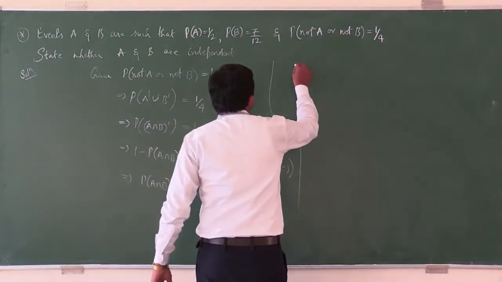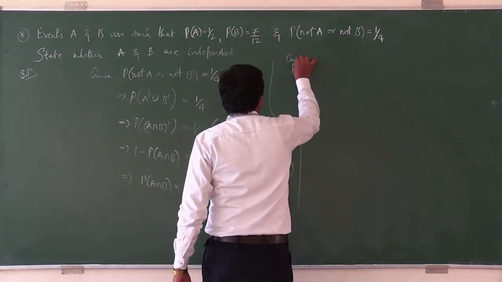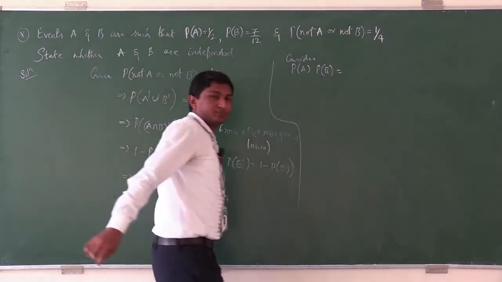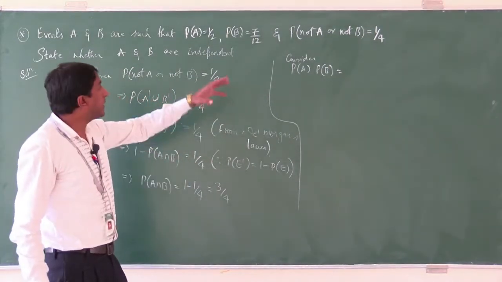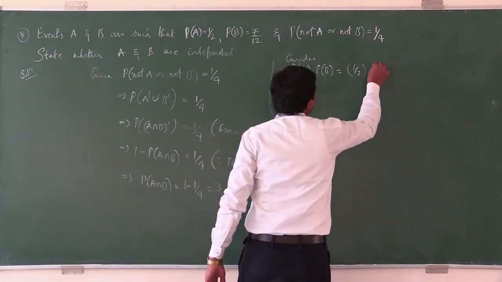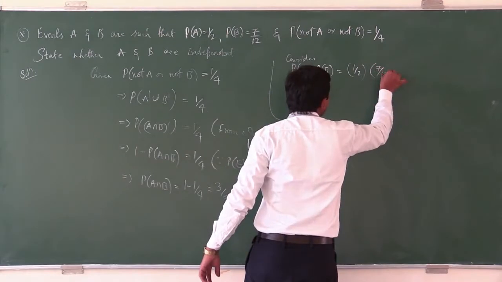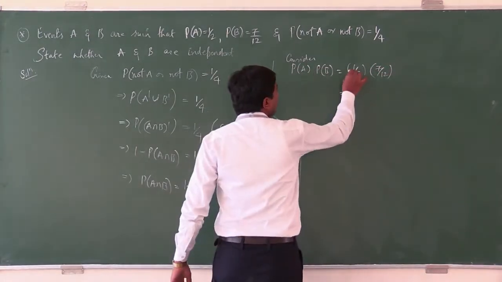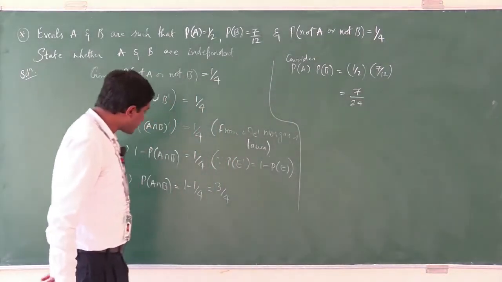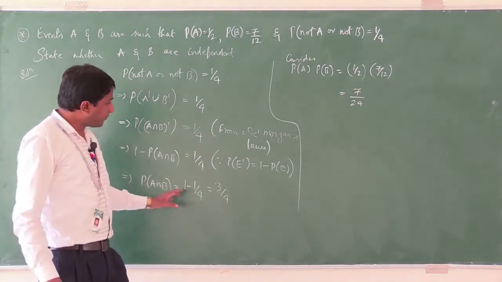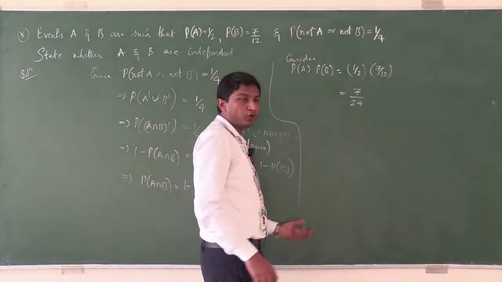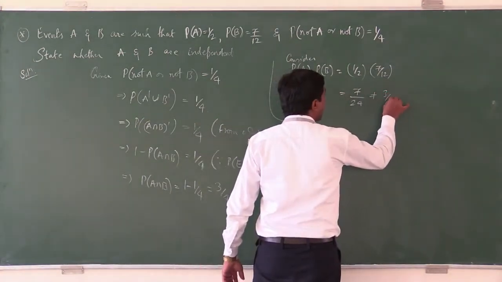So we will consider P of A into P of B. What is P of A? It is 1 by 2. P of B is 7 by 12. So 1 into 7 is 7, 2 into 12 is 24. But what is P of A intersection B? P of A intersection B is 3 by 4. So is 7 by 24 equal to 3 by 4? No. 7 by 24 is not equal to 3 by 4.